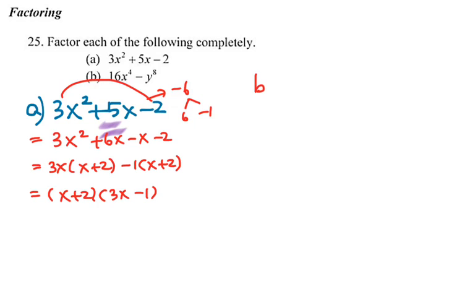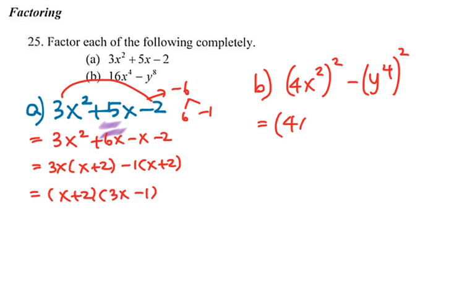How about B? B is a little bit complicated. Let's see if you can handle that one. Here we have, I'm rewriting the 16x to the 4th power as a difference of two perfect squares. How about that? 16x to the 4th power is in fact the square of 4x squared. How about the second one? y to the 8th power, that's a square of y to the 4th power. Alright, then by using the difference of squares, we can rewrite this one as 4x squared plus y to the 4th power, and then 4x squared minus y to the 4th power.